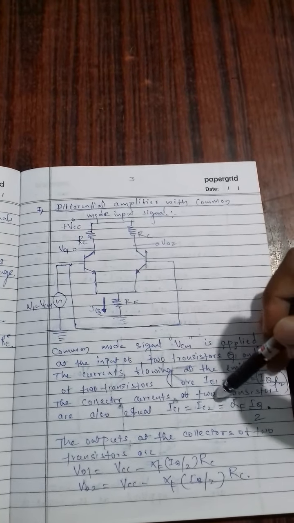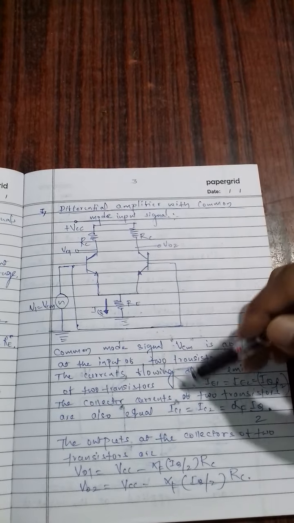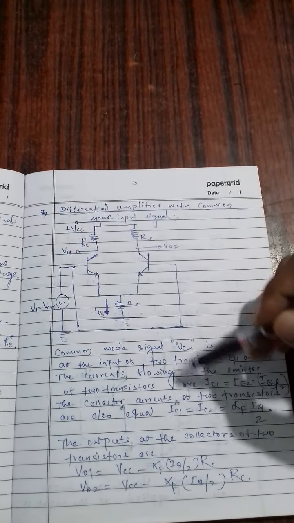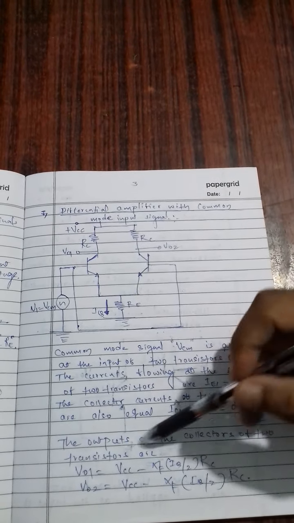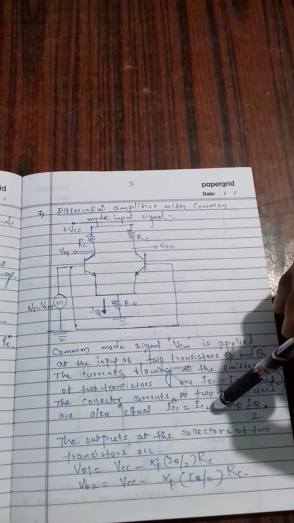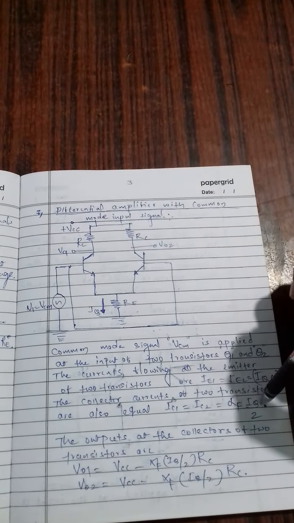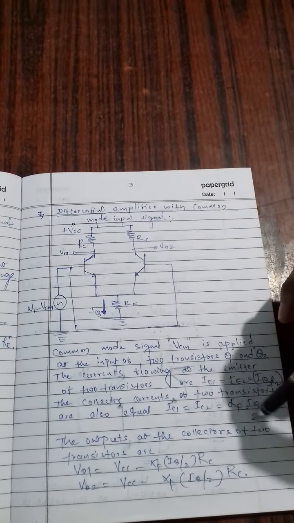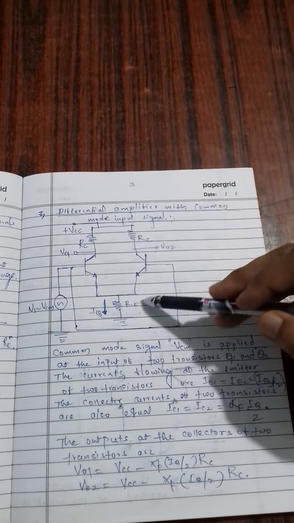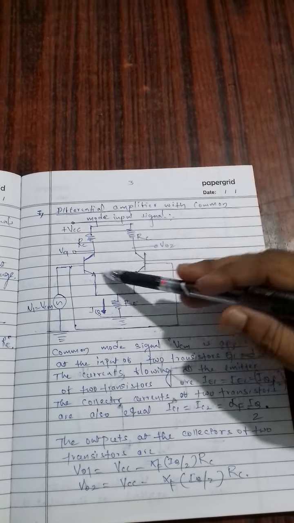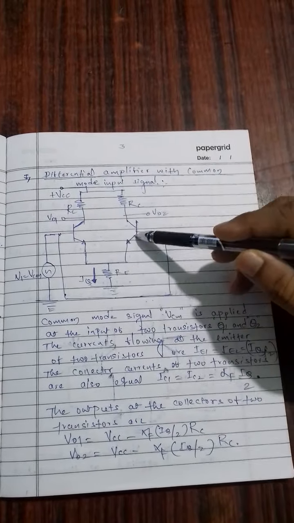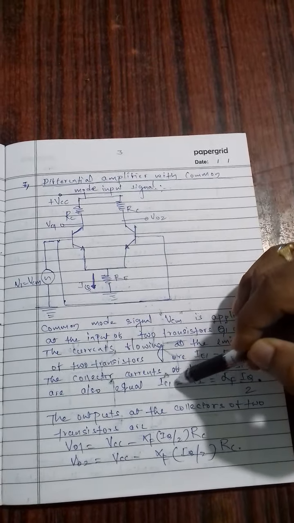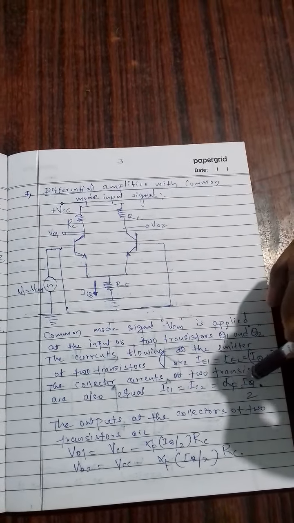Here, since we require the relationship between IC and IQ, the collector currents of the two transistors are also equal. IC1 is equal to IC2 is equal to alpha F IQ upon 2, because IQ upon 2 is the transistor current flowing through the emitter of each of the two transistors.